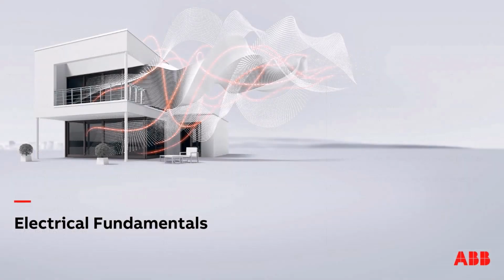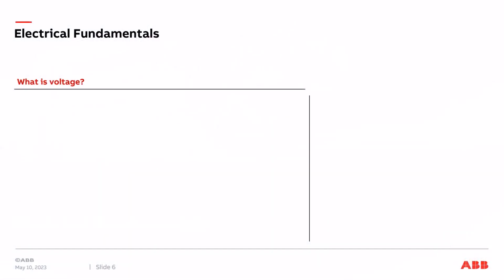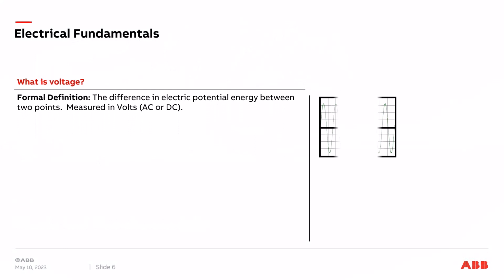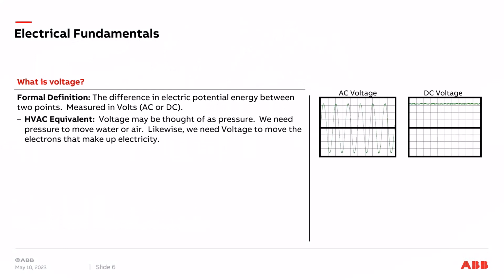Let's talk some electrical fundamentals. What is voltage? The formal definition of voltage is a difference in electric potential between two points, measured in AC or DC volts. The HVAC equivalent is that voltage may be taught as pressure. We need pressure to move water or air. Likewise, we need voltage to move electrons to make electricity.